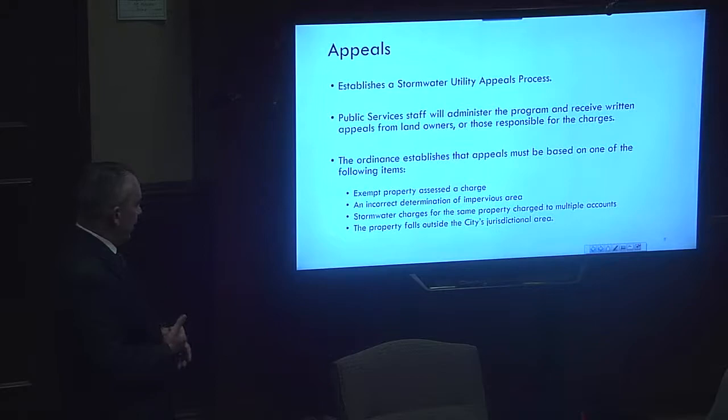Second, that an incorrect determination of impervious area has been made. That's the one where, if we get the initial call and we look at it and they're correct, we'll address it. We won't force them into this process unless we just can't come to an agreement. Third, stormwater charges for the same property charged to multiple accounts. We may have a situation where we've got more than one water meter and we're trying to allocate that whole property to those different water meters. We may have a mistake where we allocate 150% instead of 100%, and that would be a legitimate reason for appeal. And fourth, the property falls outside the city's jurisdictional area.